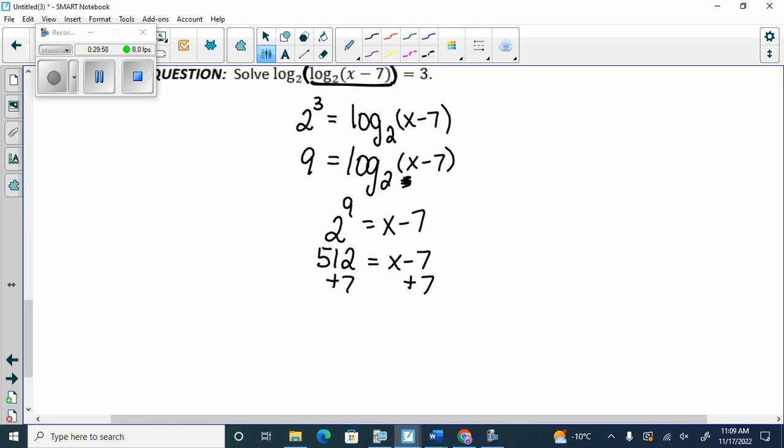2 to the 3 is 8. It's 8, not 9, Miss Lepp. Oh, this is so disappointing. I've run out of ways to fix that. What's 2 to the 8? 256. Thank you. Oh, that's a 7, not a 1. I got a little erase happy. So it's 263.